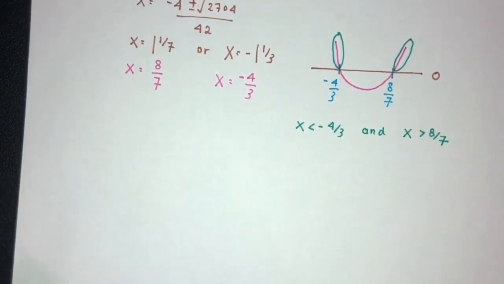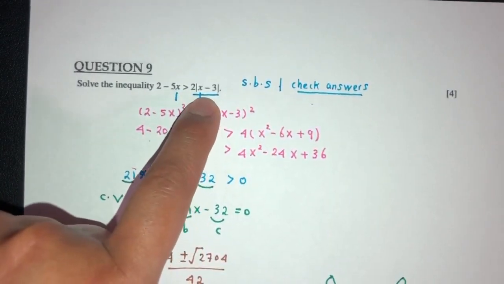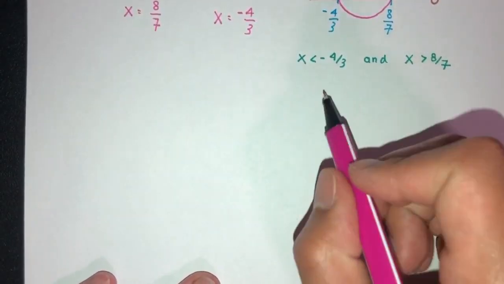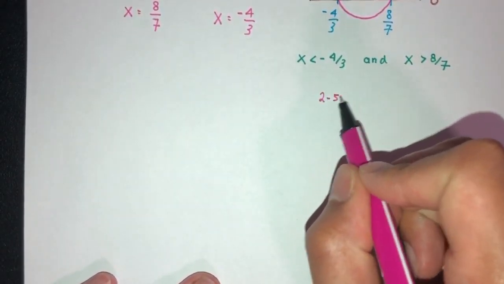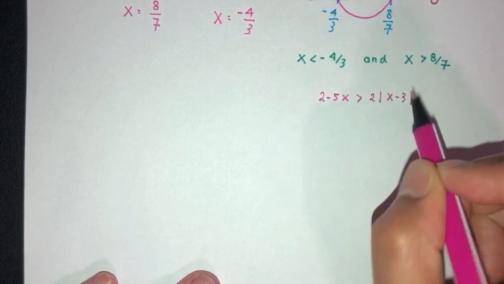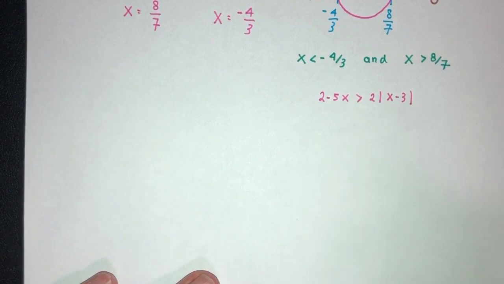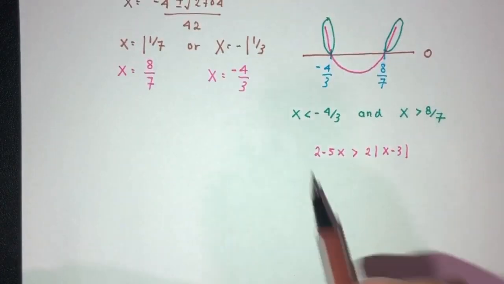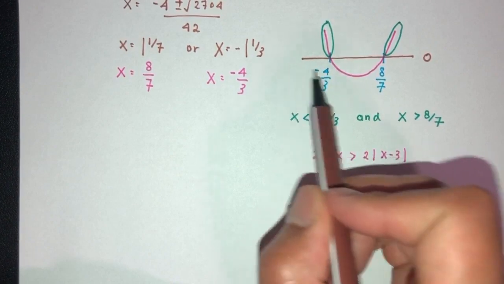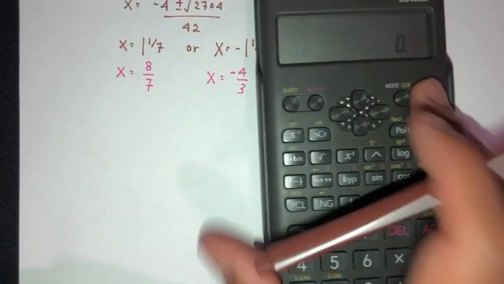Now, in this case, we have to check answers. Always recall, whenever you have modulus on one side only, and you have x on both sides, always check your answers in the end. Now, what is the main equation? It is 2 minus 5x is more than 2 modulus of x minus 3. Great. Now, to check, let's use this one first. Let's choose a value on this side. What is this value? Minus 4 divided by 3.